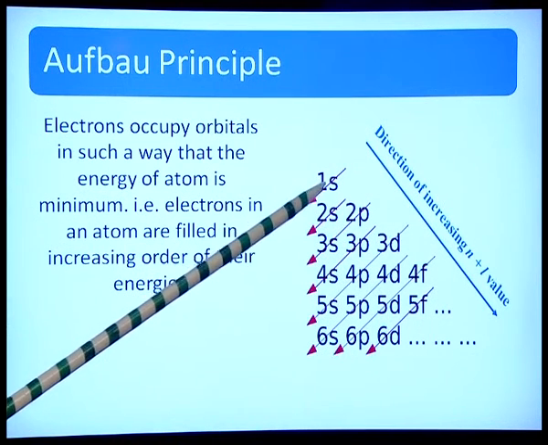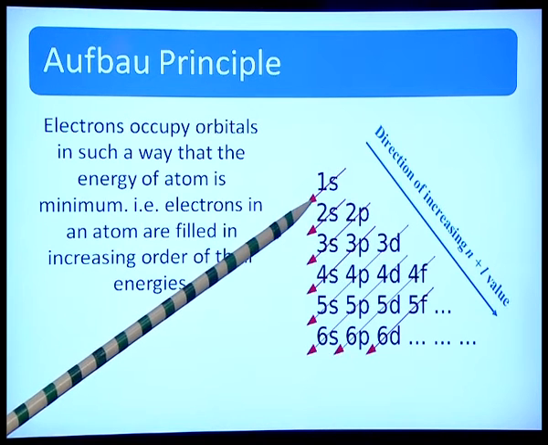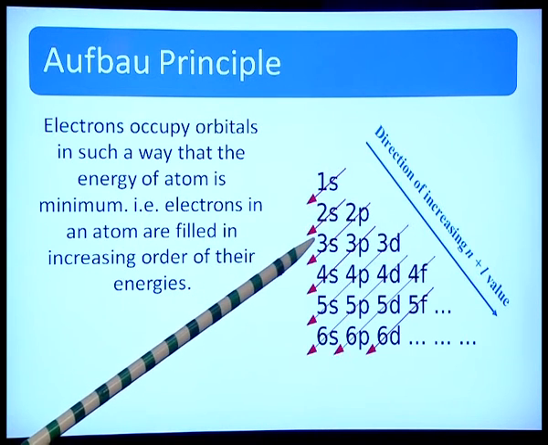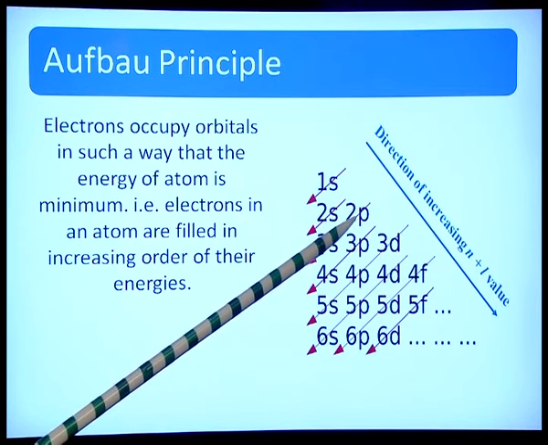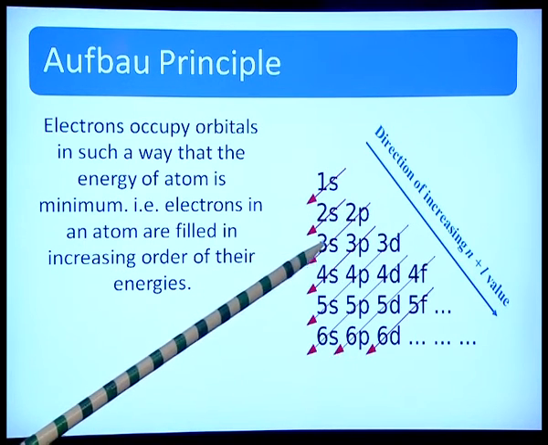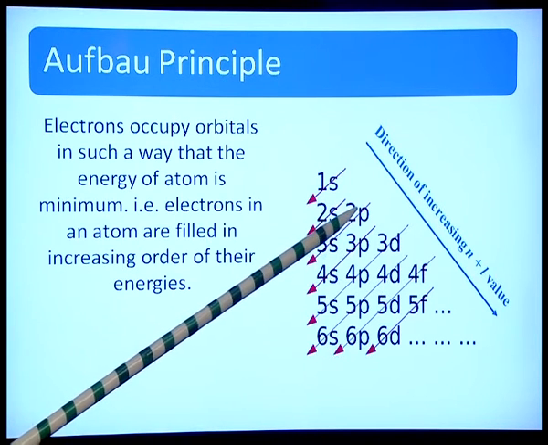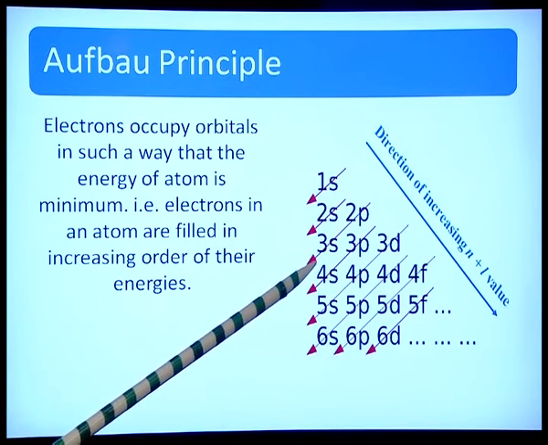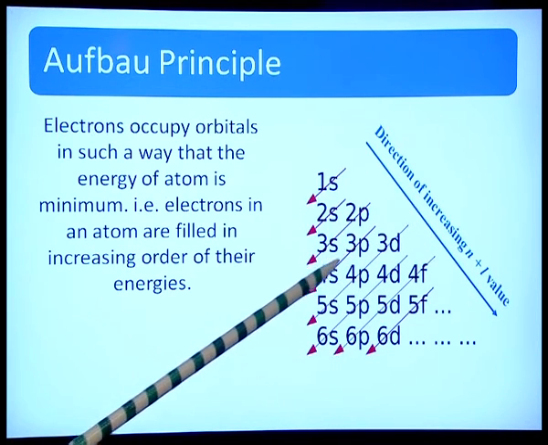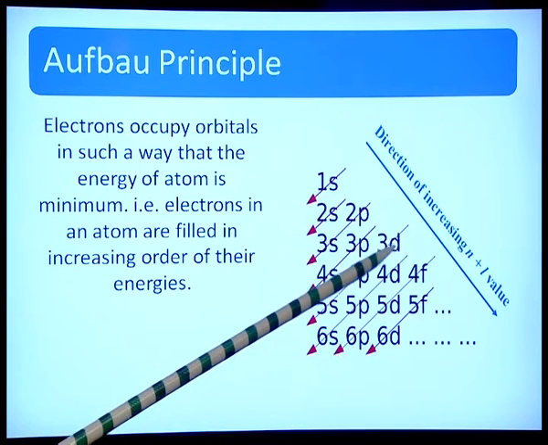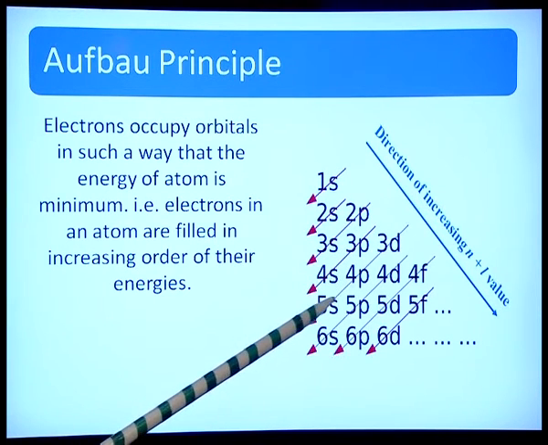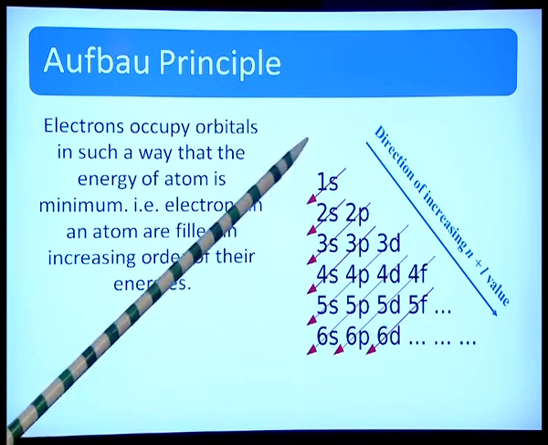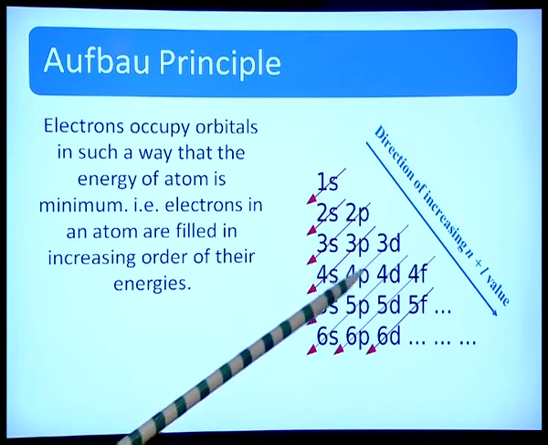You see, the first orbital filled is 1s, then 2s, now 2p, then 3s. Not 3s first, 2p is filled first, then 3s, after 3s, 3p, then 4s, then 3d, then 4p, then 5s. This way, the ladder can be made for filling the orbitals in energy levels.